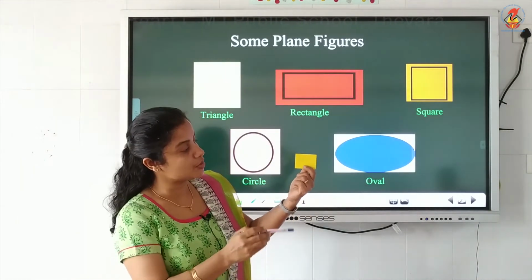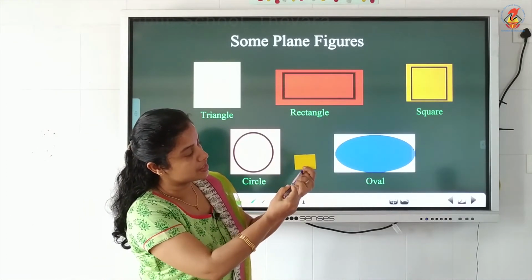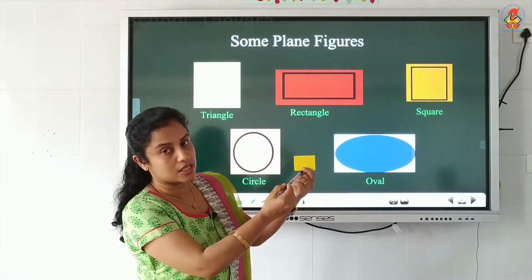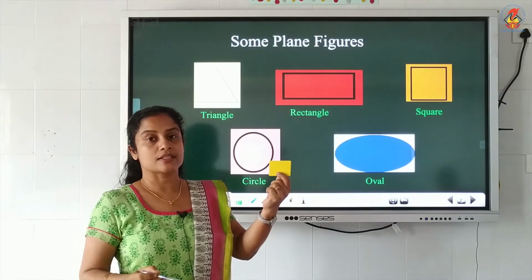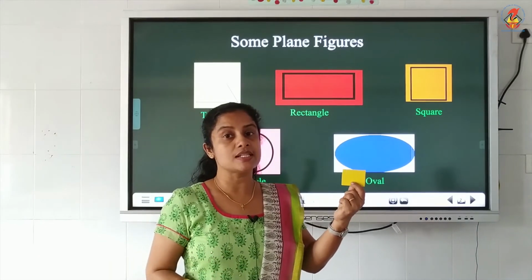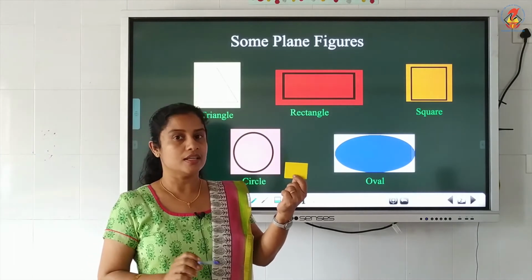Look here children, what about the opposite sides of a rectangle? Look, this opposite side of this is this. So these sides are equal. What about this side? These are also equal. So a rectangle has opposite sides equal. That is, opposite sides of a rectangle are equal.